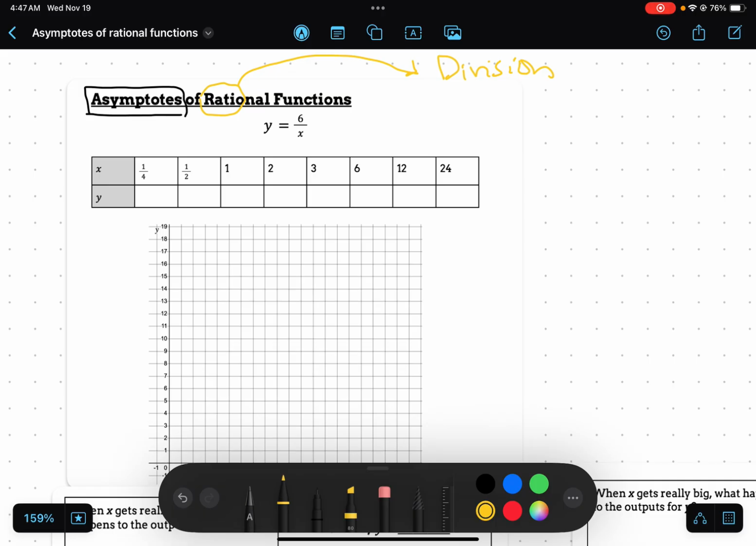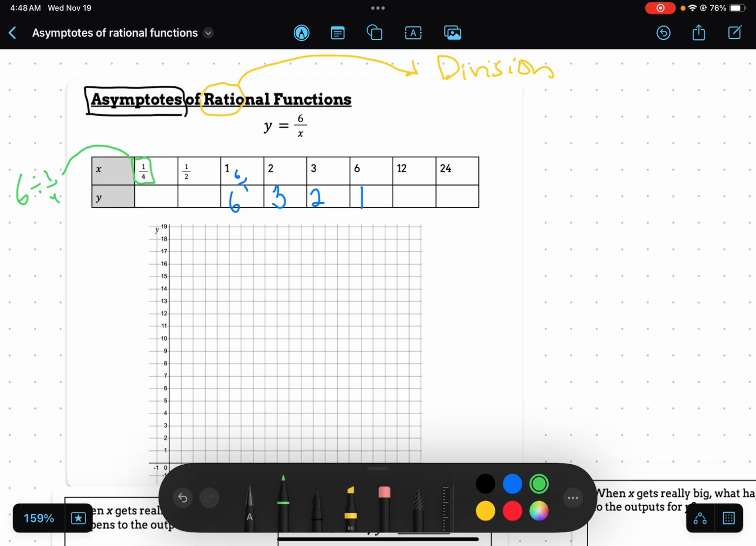If you were in class yesterday, take a minute and pause the video and try to make sure you know how to fill in the table for this function. I'll start with the easy ones, but you should be able to do this whole data table. So the easy ones are just 6 divided by 1, 6 divided by 2, 6 divided by 3, 6 divided by 6. Let's talk about these two, because this is what we were focusing on yesterday. So 6 divided by 1/4.